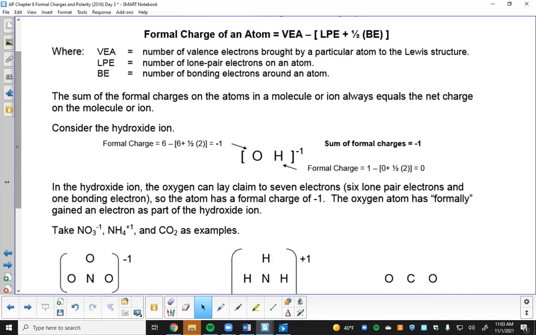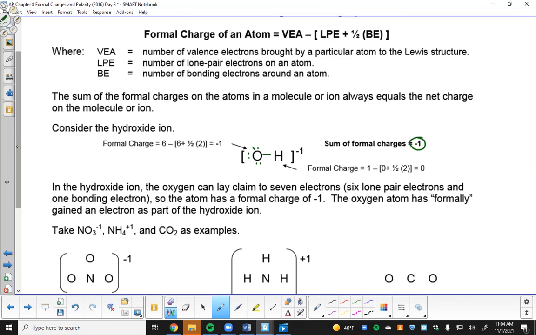The sum of formal charges on the atoms in a molecule or ion always equals the net charge on the molecule or ion. So in a molecule, the formal charges that you calculate for each atom in the structure should all add up to zero. In a polyatomic ion like hydroxide, the sum of the formal charges should add up to be the charge that you would normally see associated with that polyatomic ion. The sum of formal charges is zero for neutral molecules, and the same as the ion's charge if you're doing it for a polyatomic ion.